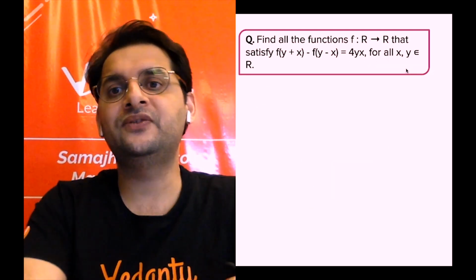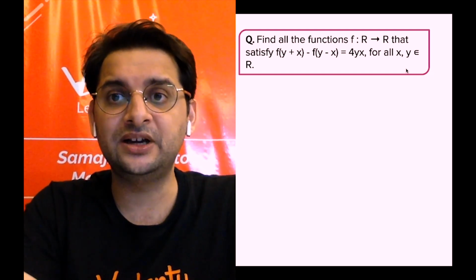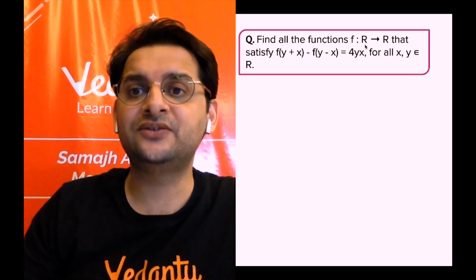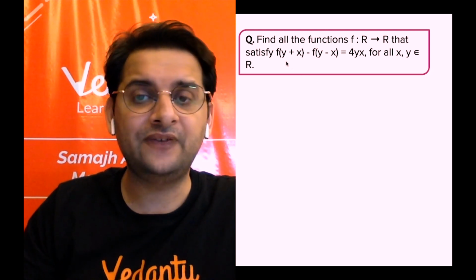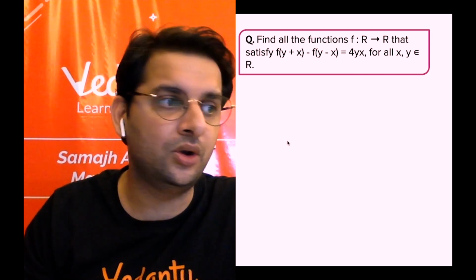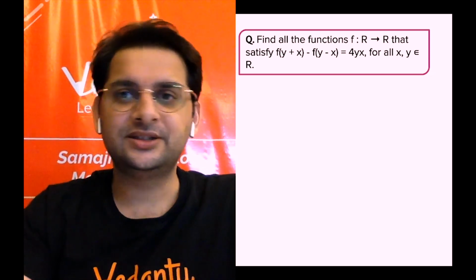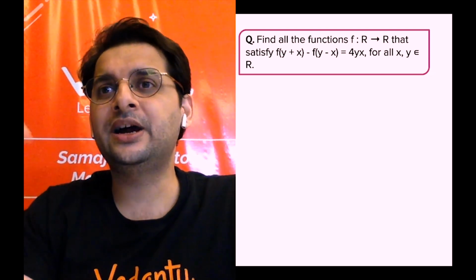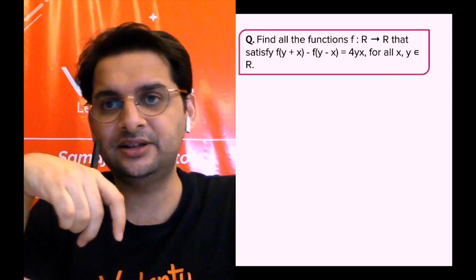So find all the functions. This is a question involving functional equations. We need to find all the functions f from the set of real numbers to the set of real numbers which satisfy f of y plus x minus f of y minus x is 4xy for all x, y belonging to R. Now the idea is to try different things so as to get the function.